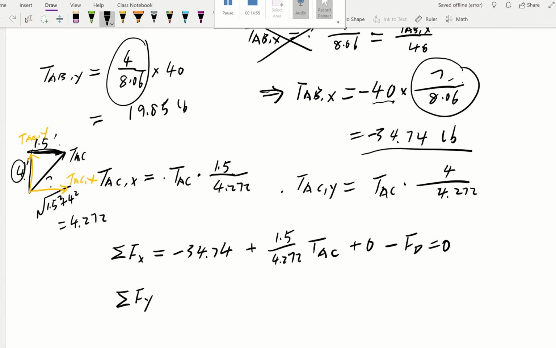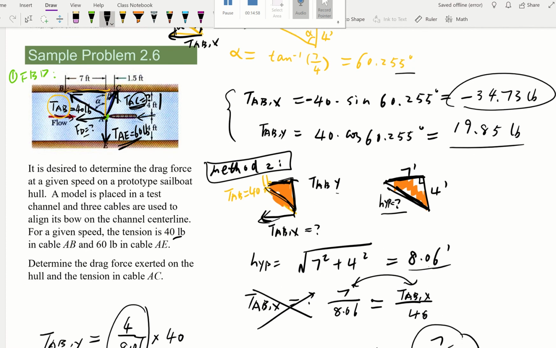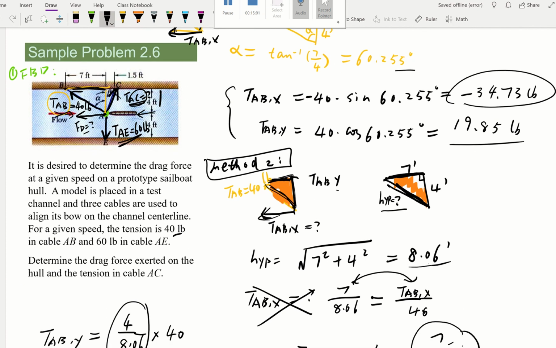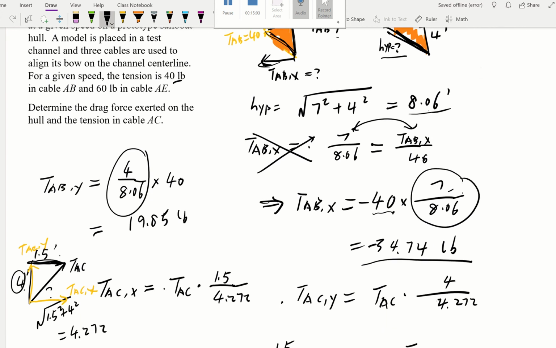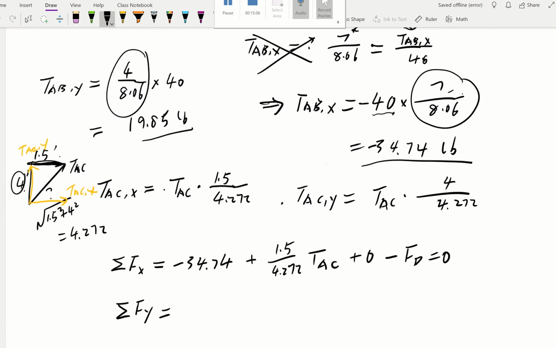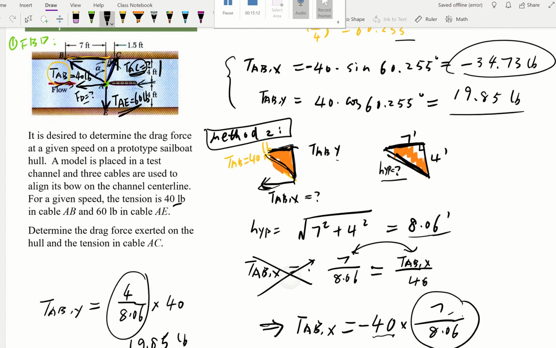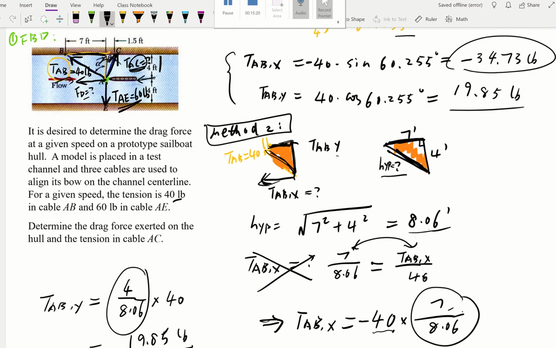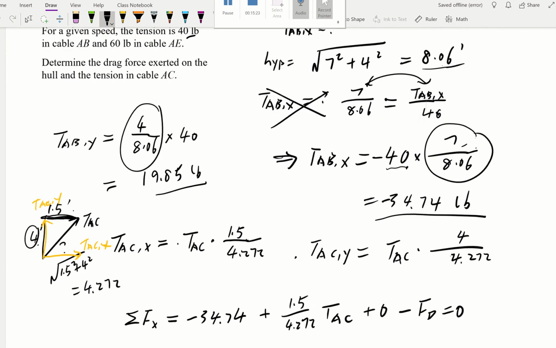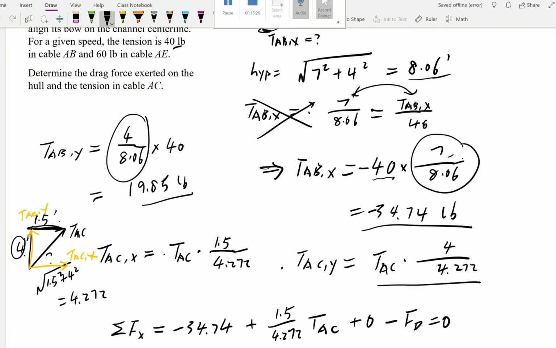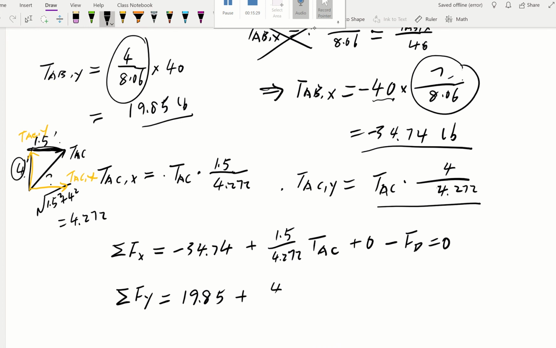Now let's look at forces in Y. Again, we start with TAB first. TAB, we already have the y component as 19.85 Newton. And is that positive or negative? It's positive because it's going upward, right? TAB is going left and upward. Now next is TAC. For TAC, we already have the expression for the y component, so it's going to be plus 4.272 times TAC.